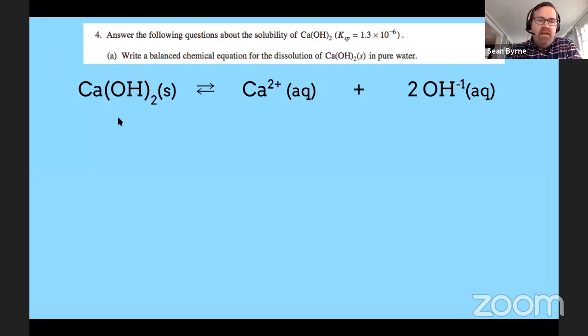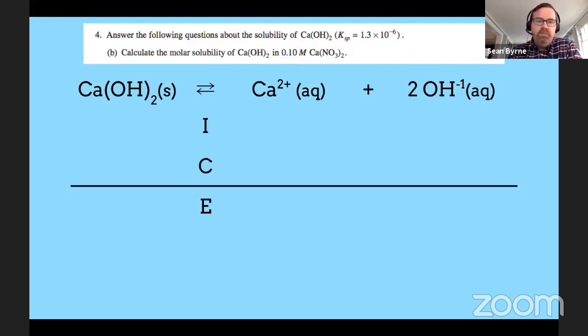We would identify calcium hydroxide as a solid, as it's listed here, but then both of these would be aqueous. A really essential part of solving the rest of this problem is being able to show this equation, so a good place to start. Then to calculate the molar solubility, we're going to have to do an ice table.